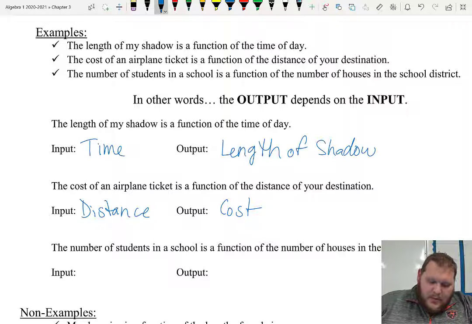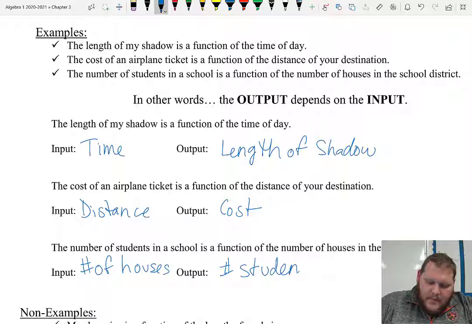And the last one, the number of students in a school is a function of the number of houses in the school district. Not exactly a perfect relationship going back and forth between the two, but there is definitely a relationship between the number of houses and the number of students, because the more houses you have, the more potential you have to have more students.